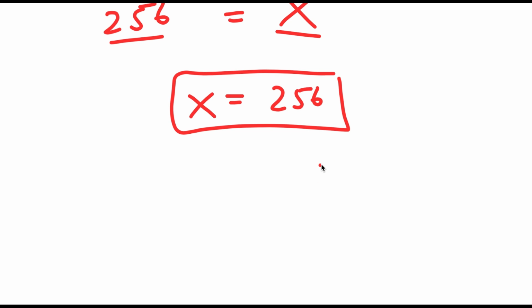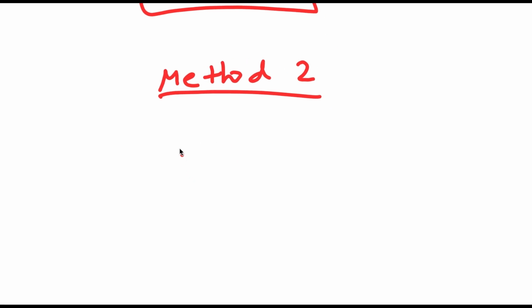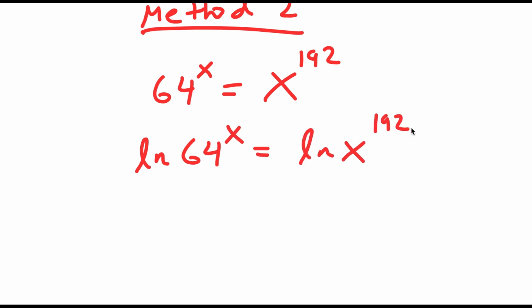Now before you leave, I actually have a second method, but this time I'm going to be solving it using logarithms. This is actually simpler than this method, and it's an important concept to learn because it's really useful in solving equations like these. So what I'm going to start by doing is taking the ln on both sides. So I have ln of 64 to the power of x is equal to ln of x to the power of 192.